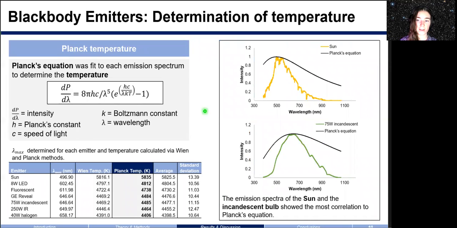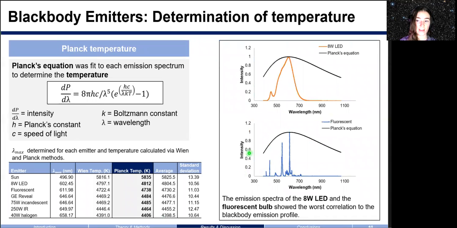So the temperature of each blackbody was also determined via Planck's equation. And this was done by changing the temperature value until the experimental spectrum fit best to Planck's equation. And it was found that the sun and the incandescent bulb showed the best fit to Planck's equation. But on the other hand, the LED and the fluorescent bulb showed the worst correlation to the blackbody emission profile, which was actually what we predicted in our first hypothesis.